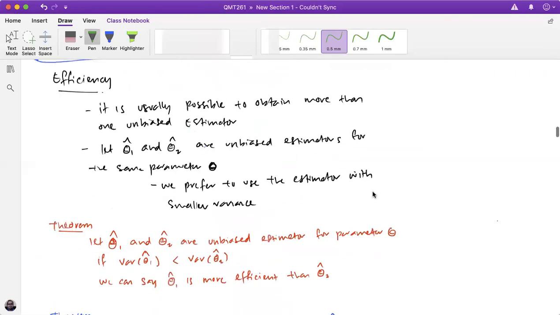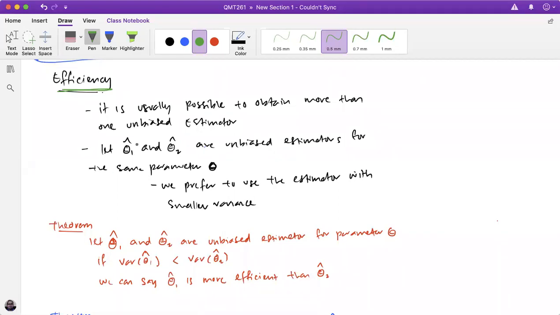Alright. Next topic, efficiency. It is usually possible to obtain more than one unbiased estimator. Sometimes you do the method of moments, you get an unbiased estimator. When you conduct the maximum likelihood method, you still get an unbiased estimator, but these two estimators are different. So we want to know which estimator, from the method of moments or from maximum likelihood, is better. So we measure the efficiency property to know which estimator is better.